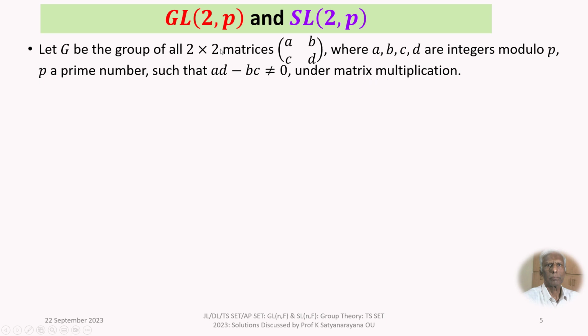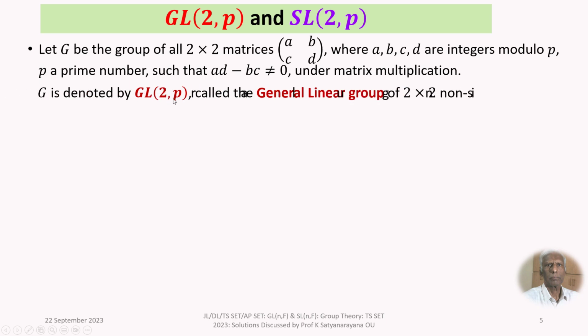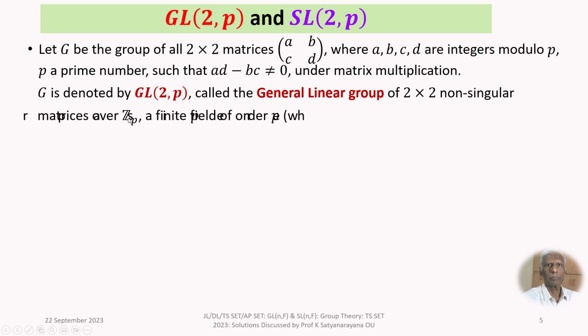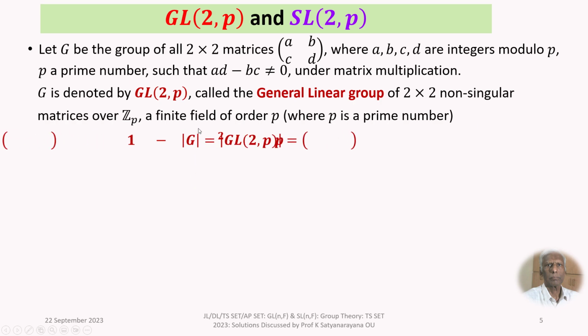Agreed. Now, such a group G we take, and G is denoted by GL2(Zp). GL means the general linear group of 2 by 2 non-singular matrices over Zp. That means the elements are coming from the finite field of order p, where p is a prime number. Now the question is, what is the order of G? That is, what is the order of GL2(Zp)?